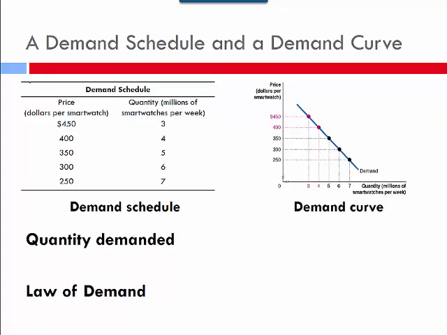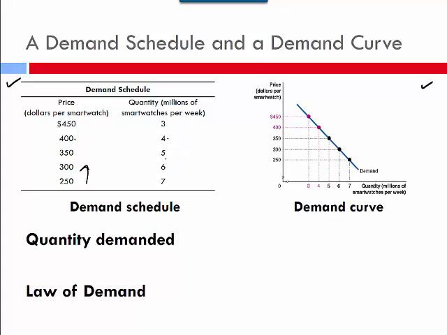So we look at the data like this, all right? When we have it in chart form over here, this is called a demand schedule. And when we take that same information and put it on a graph, it's called a demand curve. Even though it's a straight line, it's a curve. That's a math thing, not an economics thing. So we can see a couple different things here. As the price goes up, the quantity that people are willing to purchase goes down. If the price is $250 per watch, then 7 million people are willing and able to purchase it. If the price goes up to $400 per watch, then only 4 million people are willing and able to purchase it. So these two go in opposite directions.